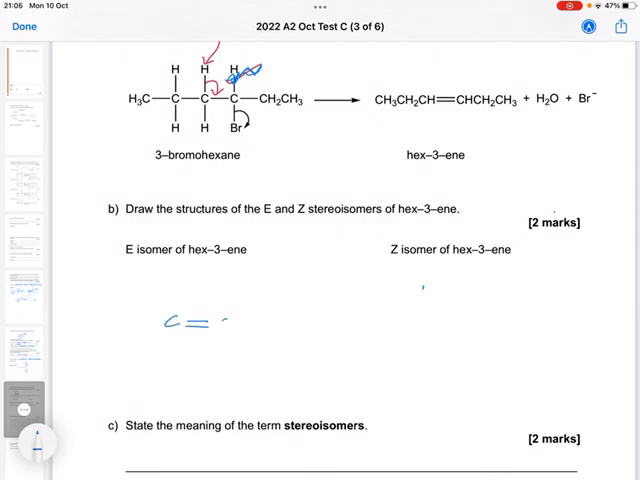So let's draw my carbon-carbon double bonds first, like this. And I've got CH2, CH3 on each side. So the Z isomer is going to have them on the same side. So CH2, CH3, H3C, H2C, and then hydrogen and hydrogen. So they're on the same side.